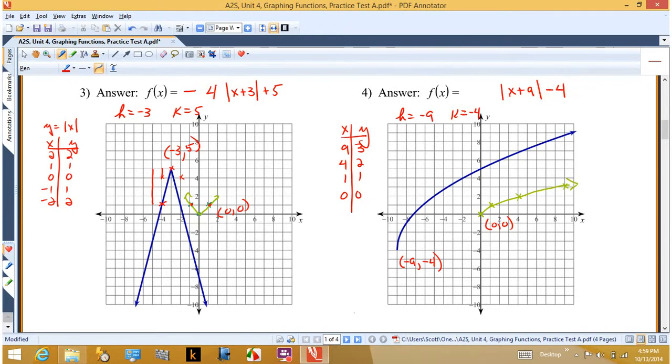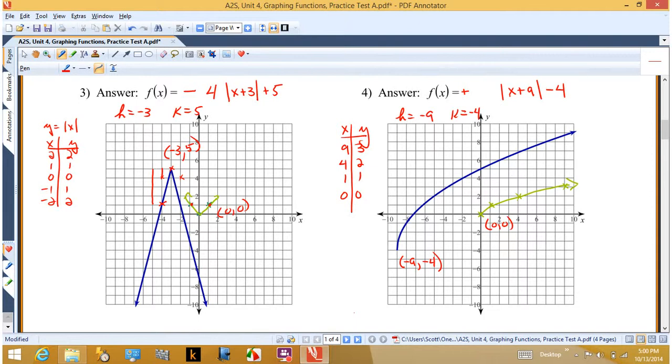Now let's see if we have any stretches or a reflection. Well, notice that this graph, the original green one, which is my parent function, is not reflected over the x-axis. It's not. So there is no reflection there. So my sign would be positive. Now we don't have to show that. We don't have to show the negatives. So there basically is no reflection.